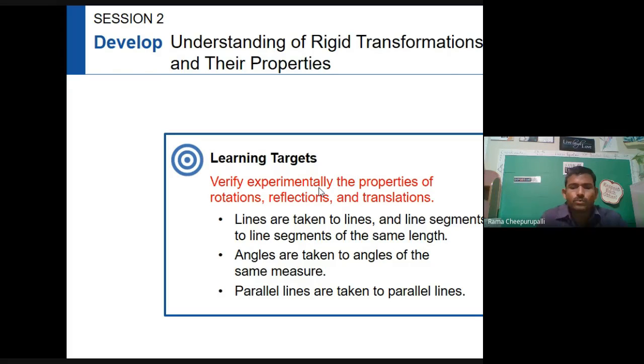Also, you don't need to write this one, but I just want you guys to listen to this one. Lines are taken to lines, and line segments to line segments of the same length. And then it's going to make more sense when we go through the lesson. And angles are taken to angles of the same measure. Parallel lines are taken to parallel lines. So you will understand more when we are going through this lesson, so that way you guys have a good idea on this one.